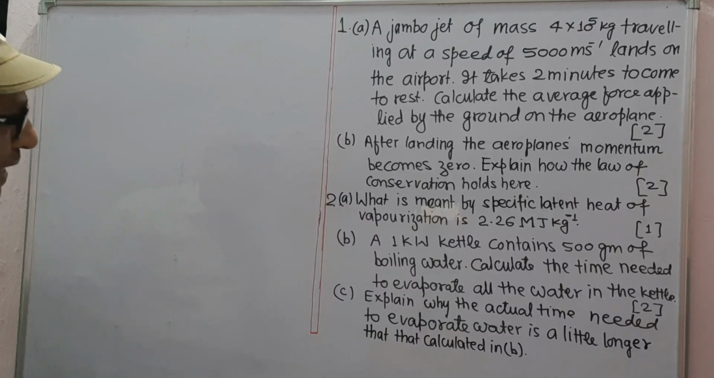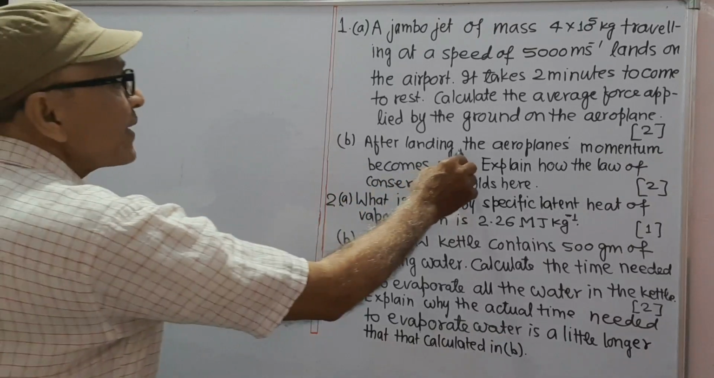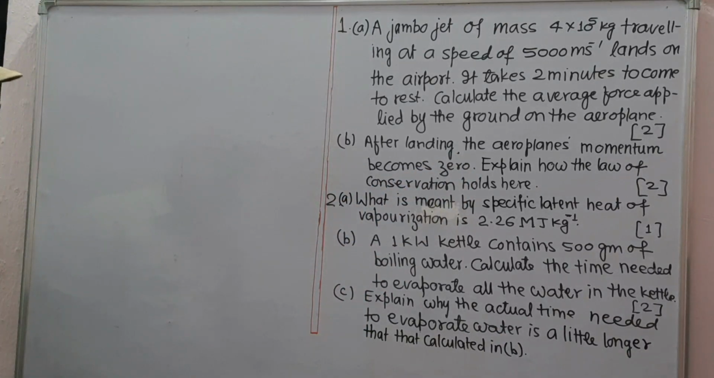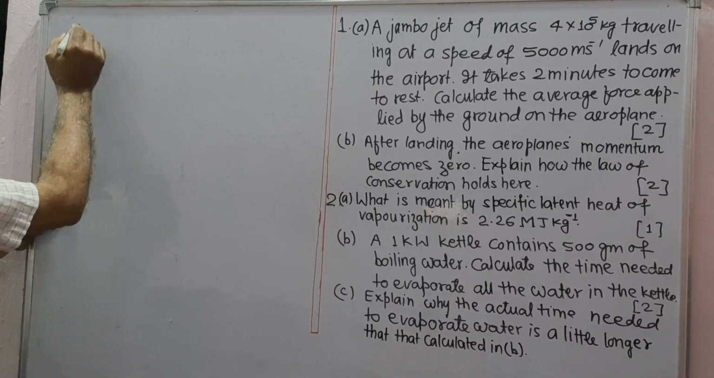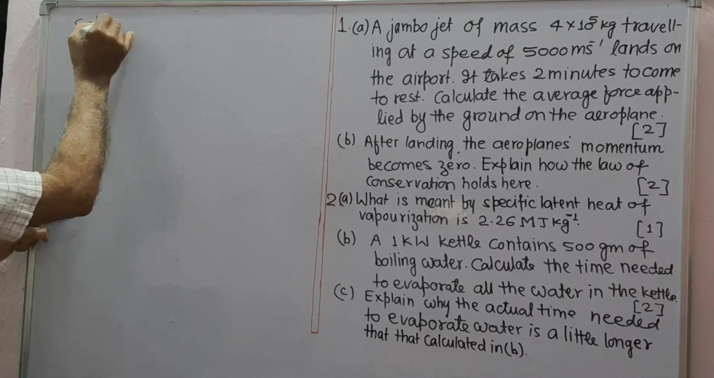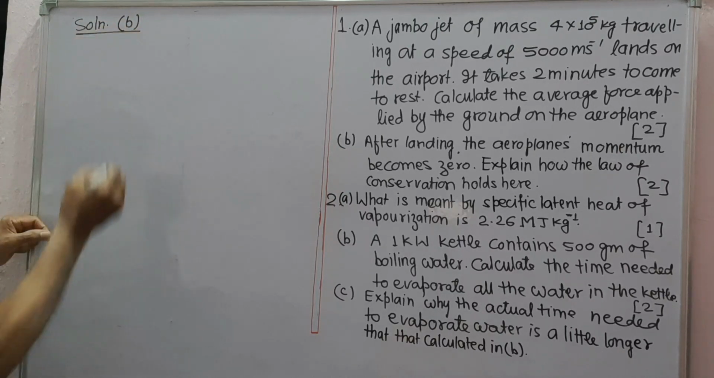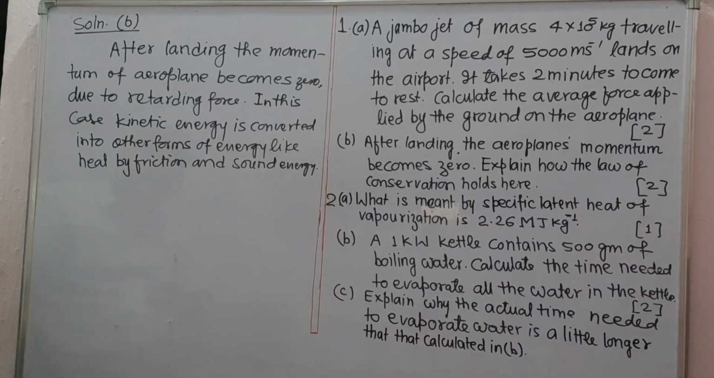B part. After landing, the aeroplane's momentum becomes 0. Explain how the law of conservation holds here. Solution to part B. After landing, the momentum of aeroplane becomes 0 due to the retarding force. In this case, kinetic energy is converted into other forms of energy like heat due to friction and sound energy.